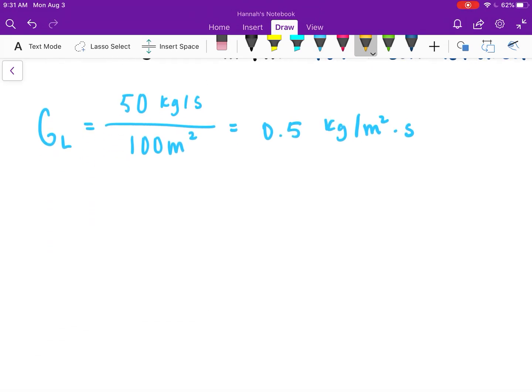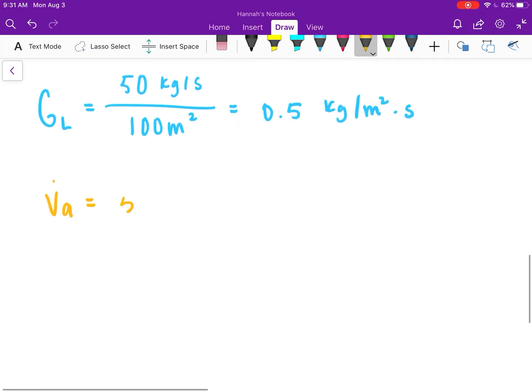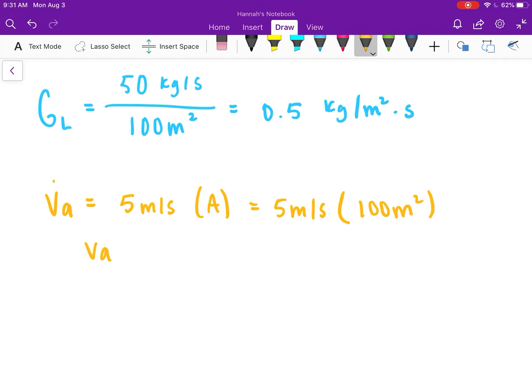Next, we're going to do the volumetric flow rate of the air, represented by V_A, and that's going to be found by taking the velocity of the air going in, which is that 5 meters per second, and then multiplying that by the area. And so that's 5 meters per second times 100 meters squared. So our volumetric flow rate of the air is 500 meters cubed per second.